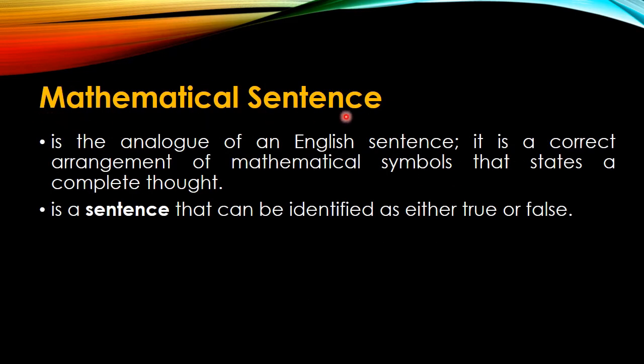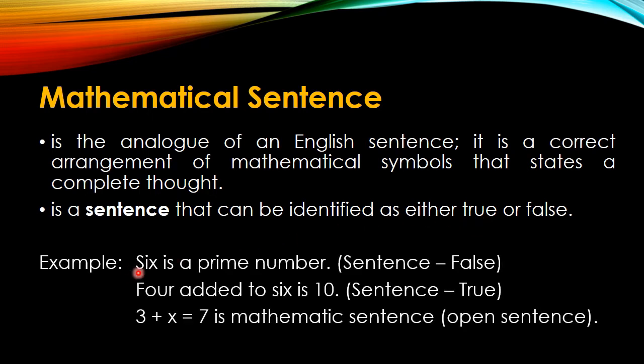When we say mathematical sentence, this is the analog of an English sentence. It is a correct arrangement of mathematical symbols that states a complete thought, so we can identify it as either true or false. These are the examples. First, 6 is a prime number. This is a sentence, but it is false. Why? Because 6 is not a prime number. A prime number has only 1 and itself as factors, but 6 has other factors like 3 times 2.